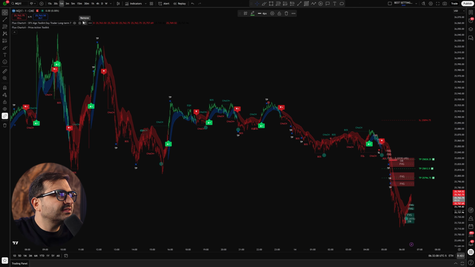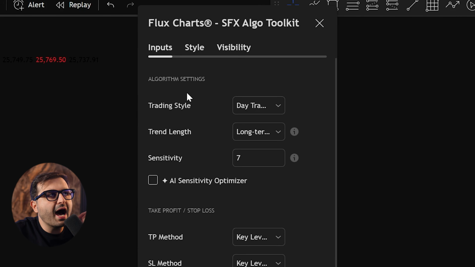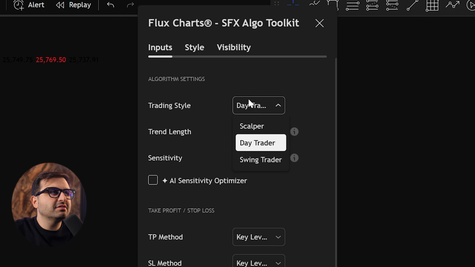To do that, the first thing you want to go to is the SVX algo. When you go to settings for the SVX algo, you will see a lot of settings, but don't be scared, because all you need to change is this part, algorithm settings, okay? So what you want to do is start with the trading style. If you are a scalper, go with the scalper. Day trader, swing trader, whatever it is. I'm a day trader, right? I will choose the day trader.